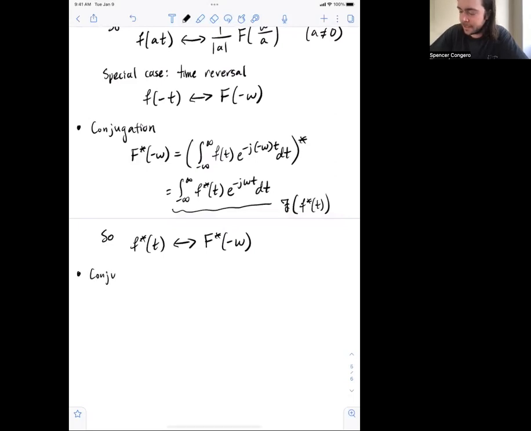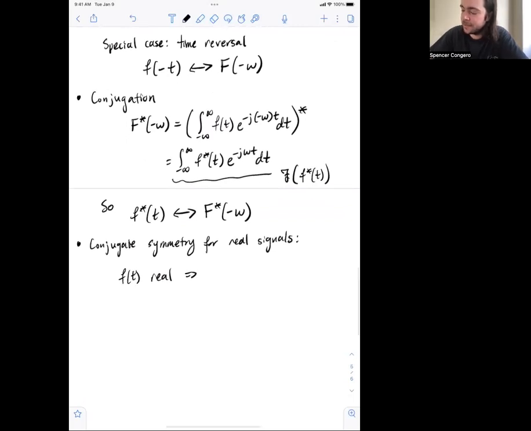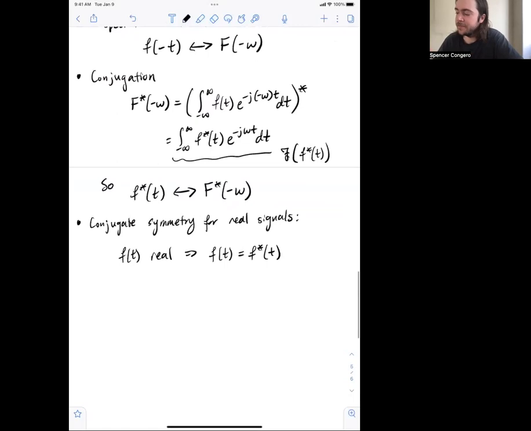Now let's look at the property that is conjugate symmetry for real signals. What happens when I happen to have a real valued signal, f of t? What does it mean to be real? That means that f of t equals f conjugate of t. That's what it means to be a real number, that you equal your complex conjugate. We saw that in the complex numbers review video. What does that mean for the Fourier transforms?